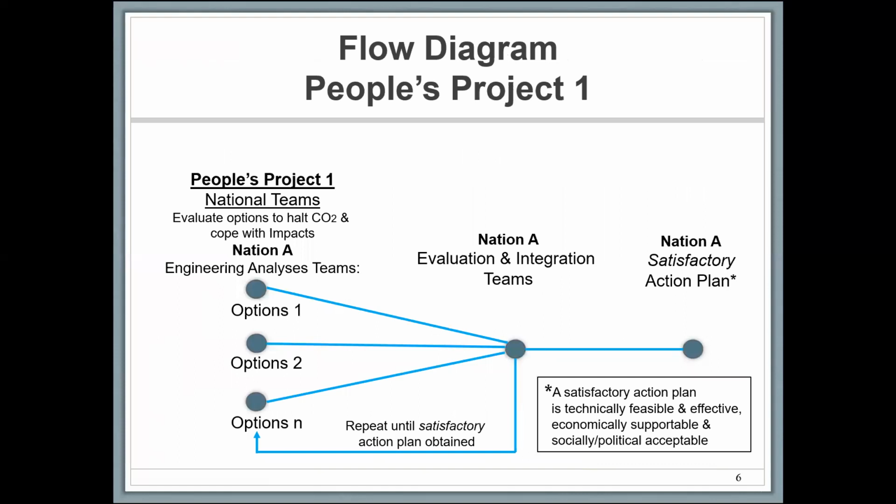Let's now turn to our flow diagrams to see how the Global Solutions and Outreach programs will actually work using the wicked problem approach. Here is a flow diagram for People's Project 1 for Nation A by way of example. This project will be executed by national teams in Nation A. Engineering analysis teams will analyze all available options to halt CO2 and to cope with climate change impacts. Separate engineering teams will analyze each type or group of options, such as wind and solar energy. Here we show 3 teams.